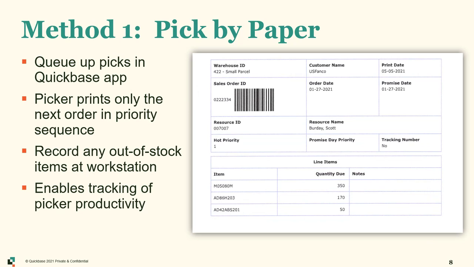While pick by paper is not the optimum process, there are some key gains that can be realized. This includes being able to queue the orders by date and priority, which you've just seen, being able to record out of stocks right at the workstation, and being able to record productivity of the pickers. All great benefits that can significantly improve your operational capabilities. Let's see this in action in the app.